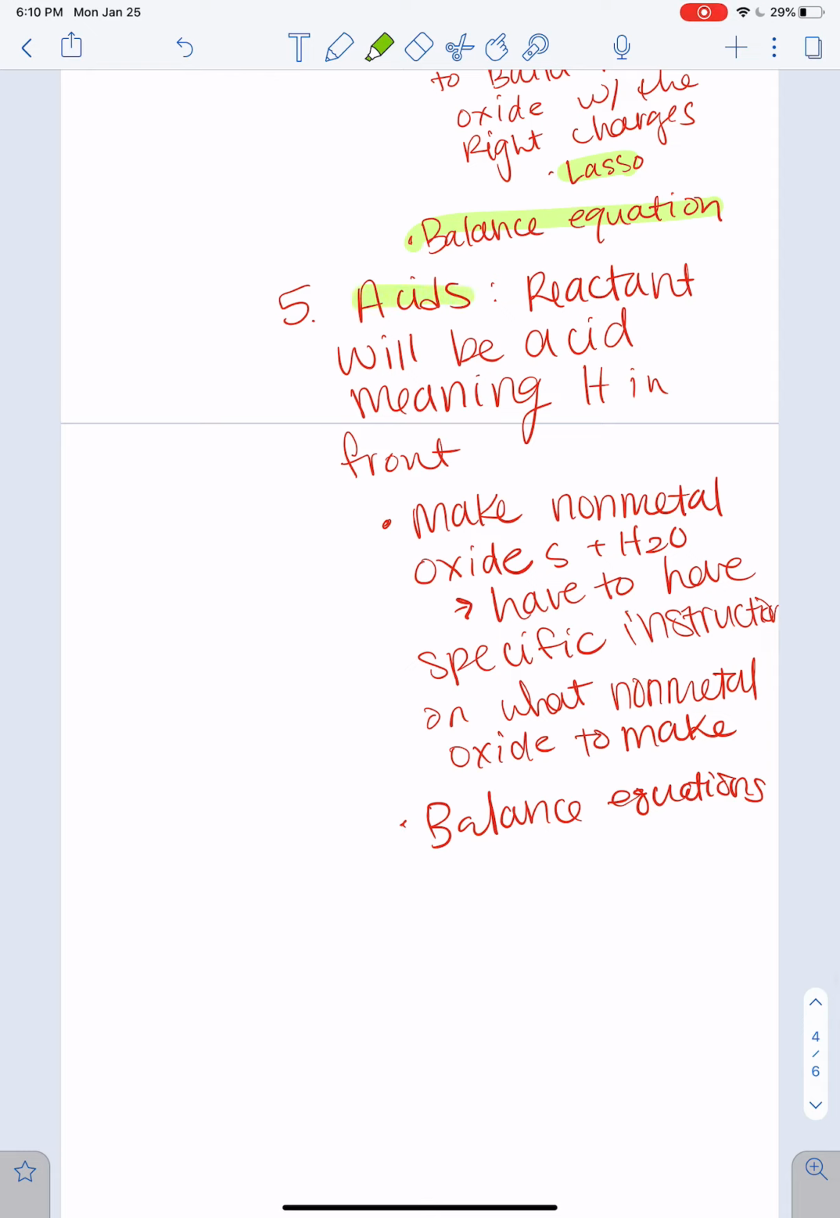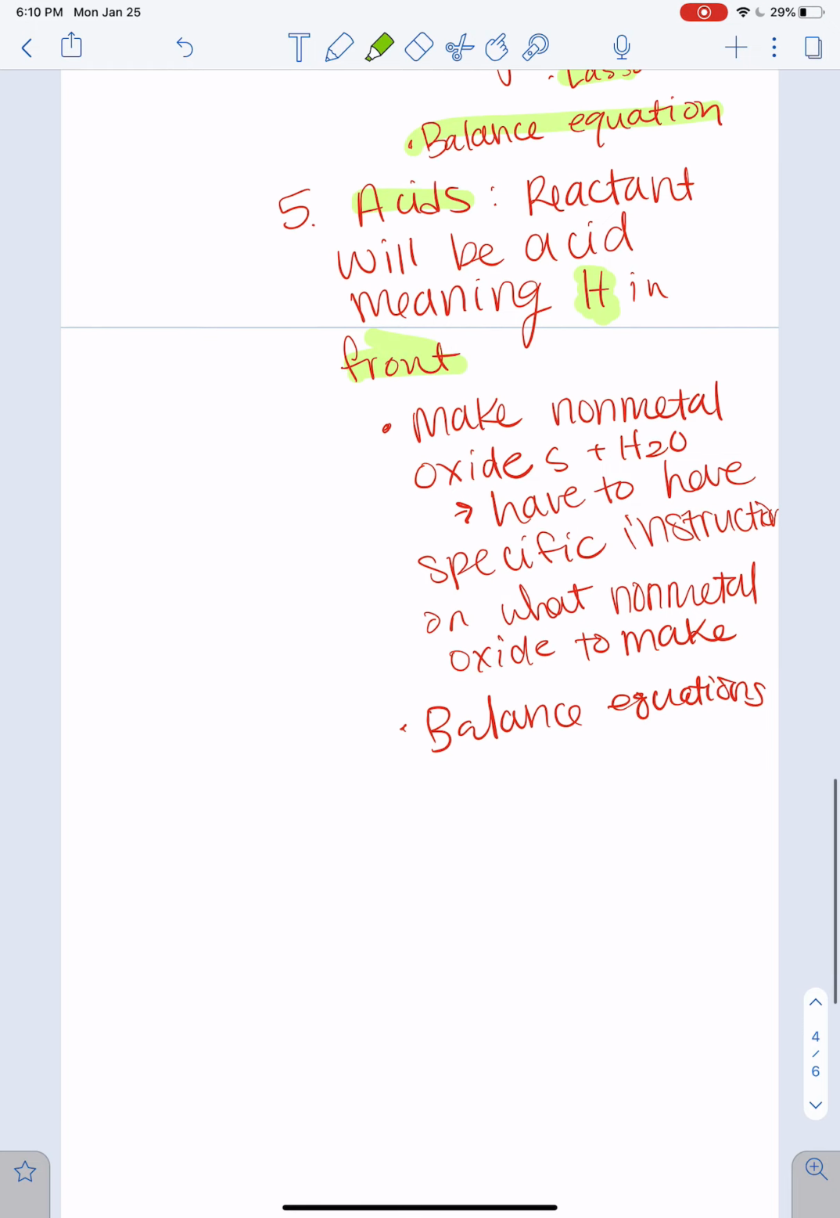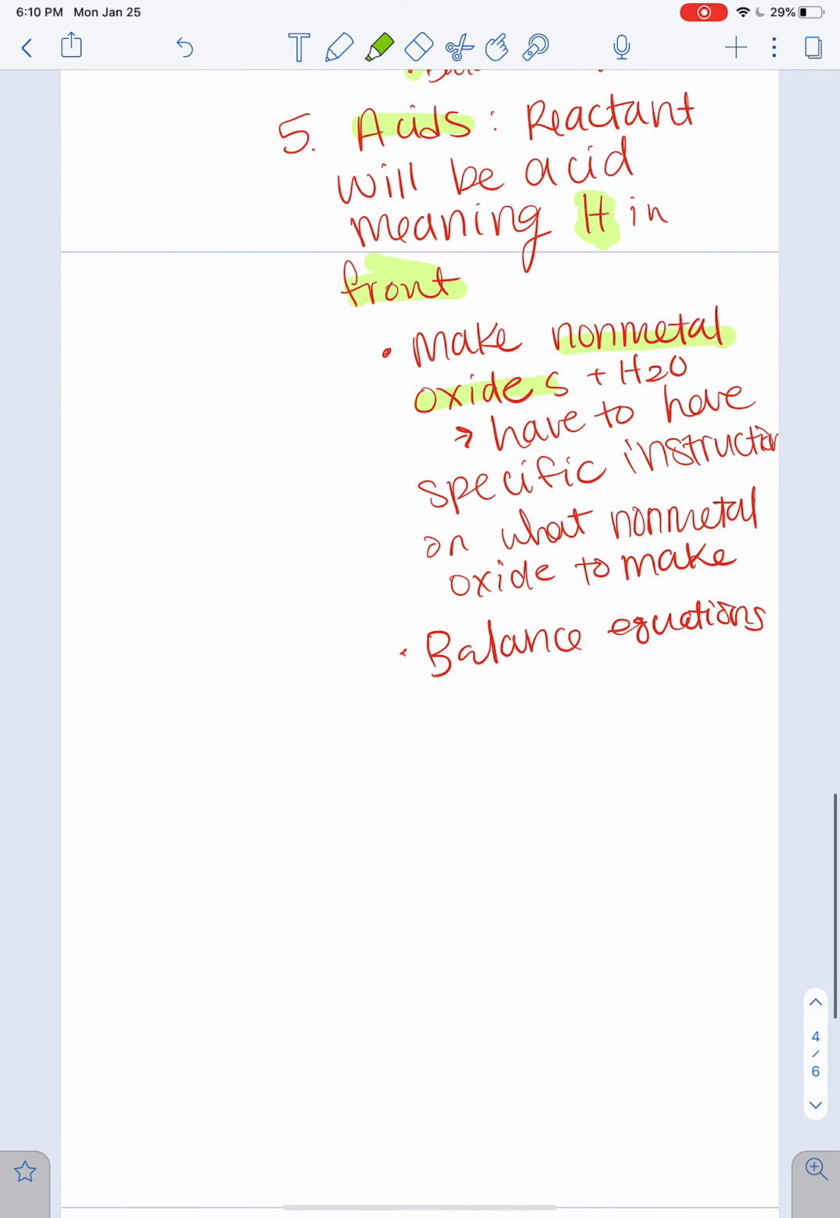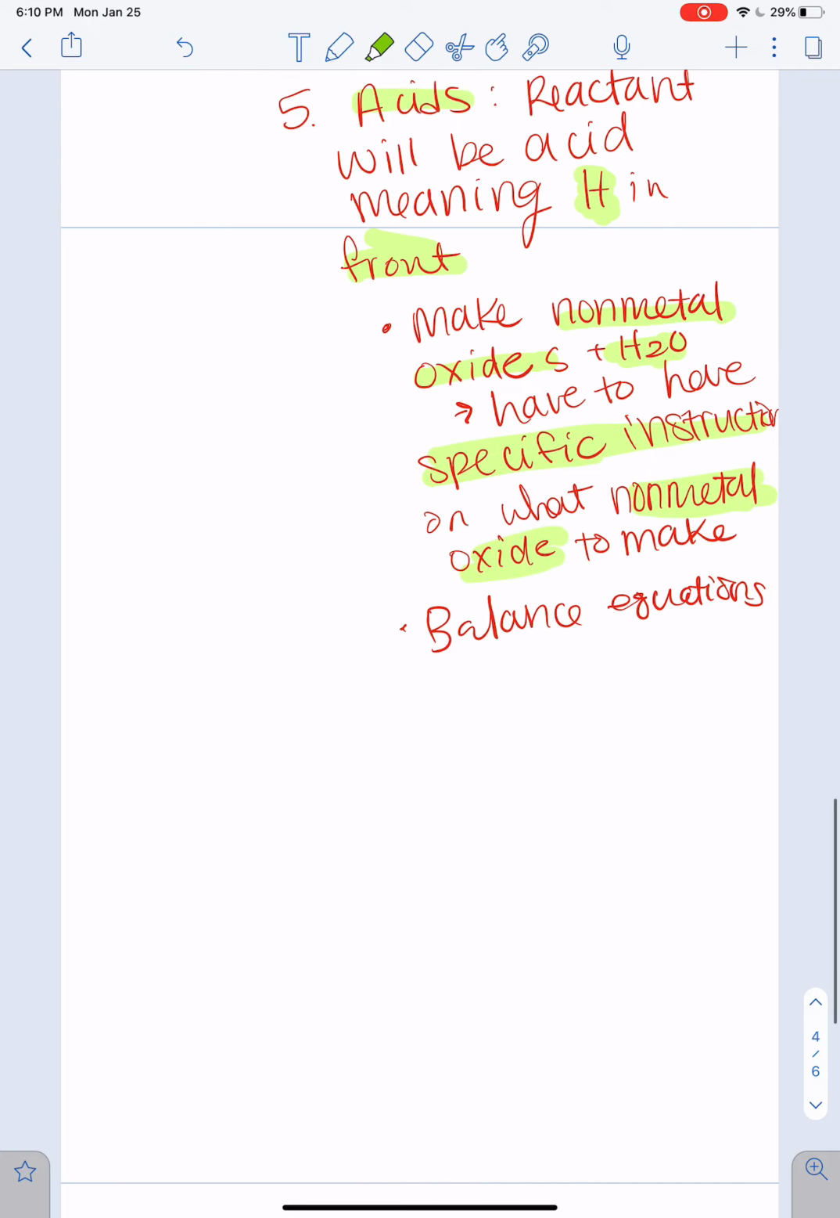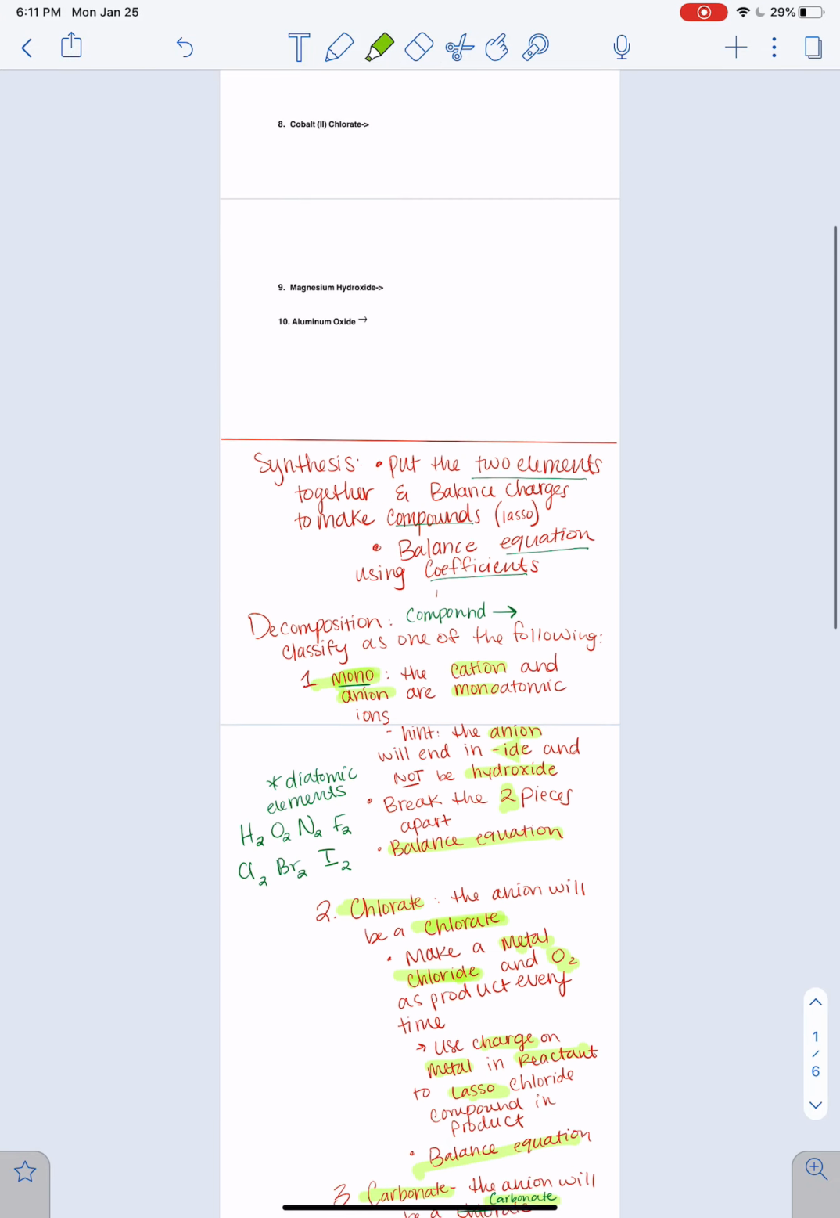The last one is an acid. To figure out if you are doing an acid decomposition, you will only see an acid and then the arrow. So you'll see some type of acid. Remember, acid has H in front. And then on the product side, you will make the non-metal oxide and water. Now for this one, you can't just bring the charge over from the reactant side. So you have to have specific instructions on what non-metal oxide to make. But once you do, you will just balance the equation. So let's go up here and look at a few.